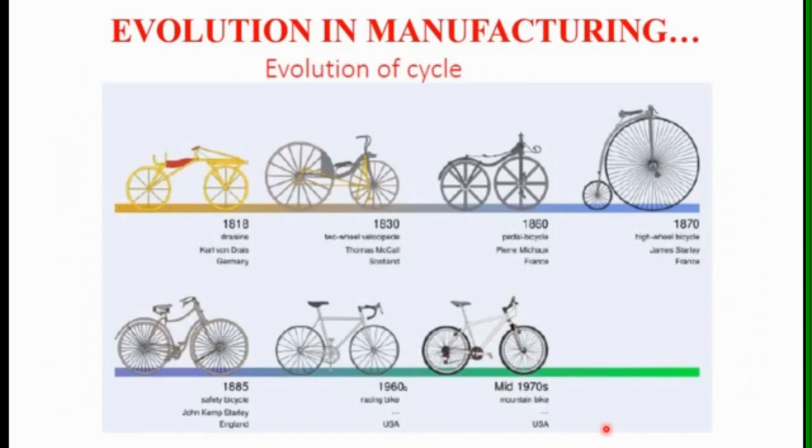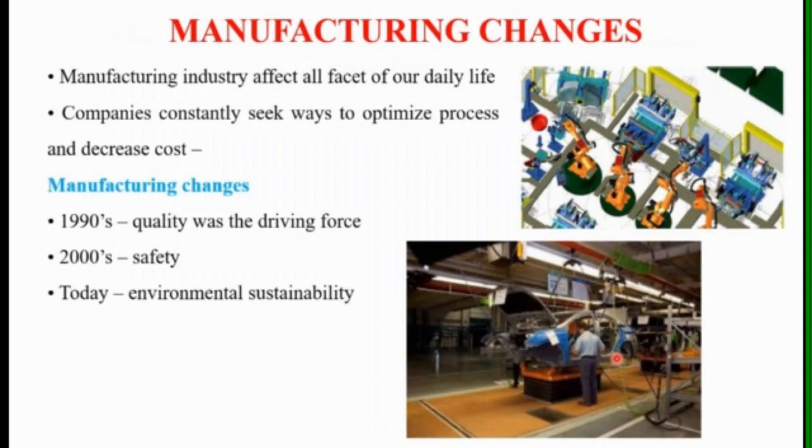Similarly, we can see the evolution in motorcycles and bicycles from 1818 to the mid 1970s and today. These cycles have also evolved very drastically. Likewise, we can see in the racing bike that gears are provided to vary the speed of the bicycle. This is all about the evolutions. Now we can see the manufacturing changes. During the industrial revolutions, manufacturing processes also changed drastically.